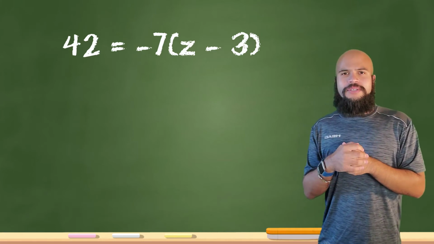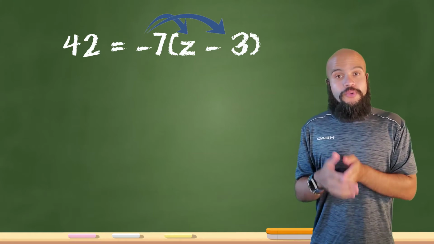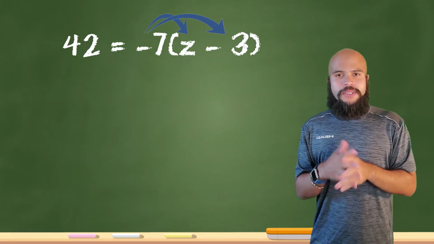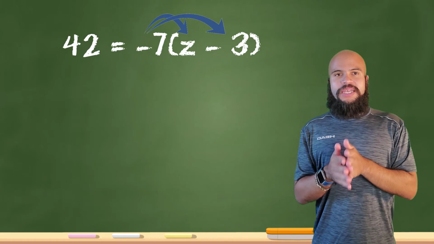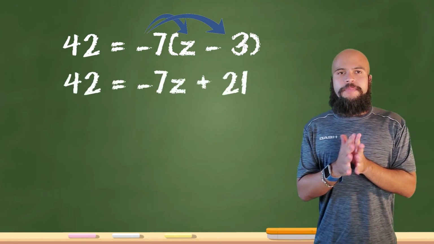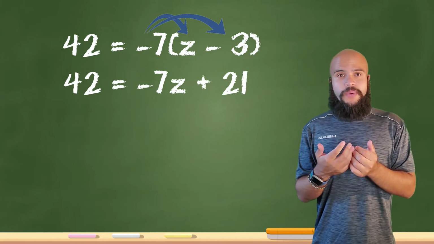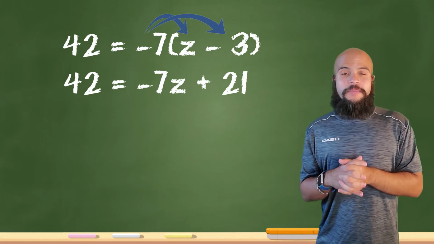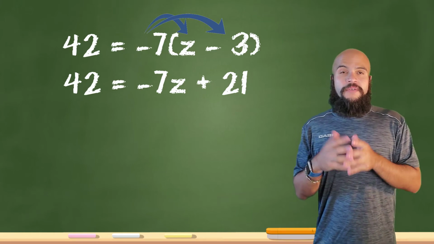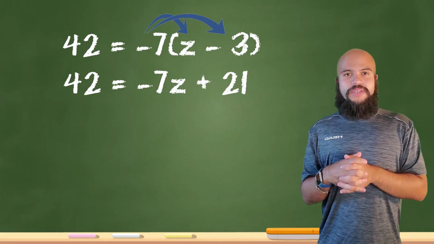Now, first of all, we can use the distributive property. We covered this a lot in week 1 and prior to this summer course. So when I distribute the negative 7 to z and negative 3, I end up with 42 equals negative 7z plus 21. Now this equation looks like a basic 2-step equation like we've been working with in the previous 2 examples. From here, you would solve this equation exactly the same way as we did the previous examples.